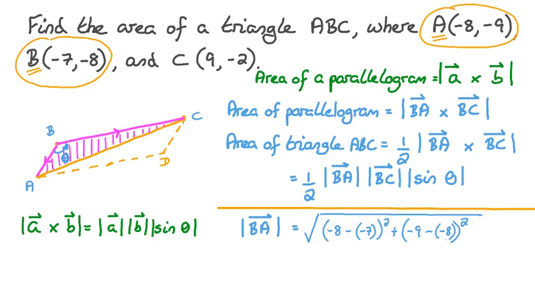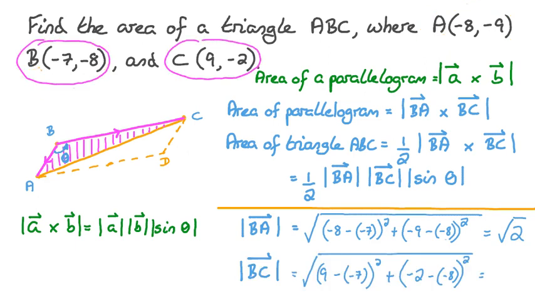Therefore, the magnitude of vector BA is equal to the square root of (-8 minus -7) all squared plus (-9 minus -8) all squared. This is equal to the square root of 2. We can repeat this process to calculate the magnitude of vector BC. This is equal to the square root of (9 minus -7) all squared plus (-2 minus -8) all squared. This is equal to the square root of 292, which is equal to 2 root 73.